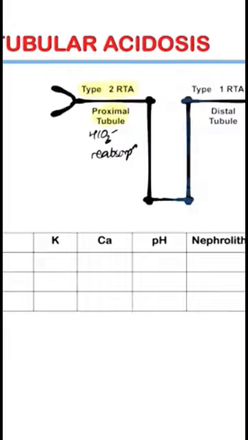Type 1 RTA is where H plus secretion doesn't happen, in the distal or basically the collecting tubule alpha intercalated cells. When this does not happen, effectively there is more H plus in the body. So this is type 1 RTA. Overall, the most common type is type 4 RTA, wherein you have hypoaldosteronism. Aldosterone goes low, and again H plus secretion suffers.